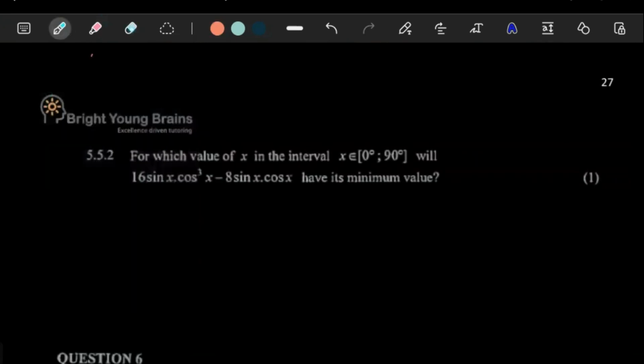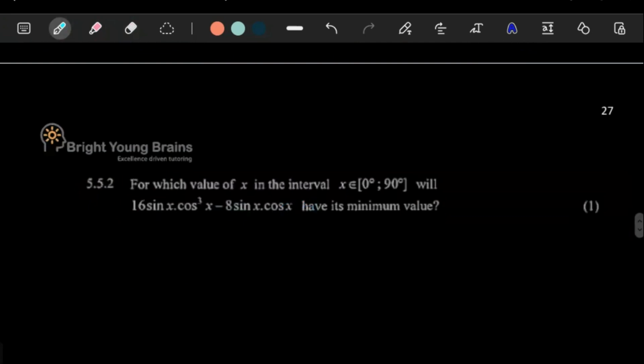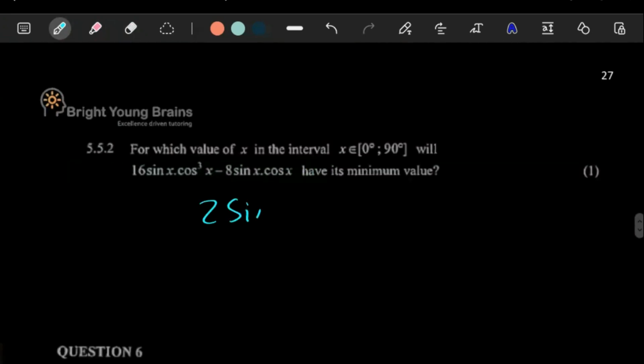5.5.2 says, for which value of x within this interval will this expression have its minimum value? Well, obviously what we know is this whole expression is the same as 2 sine 4x. This here will have its minimum value.